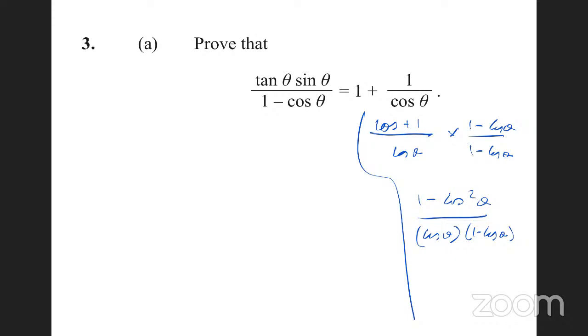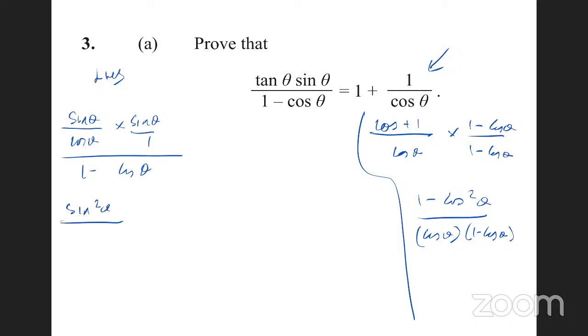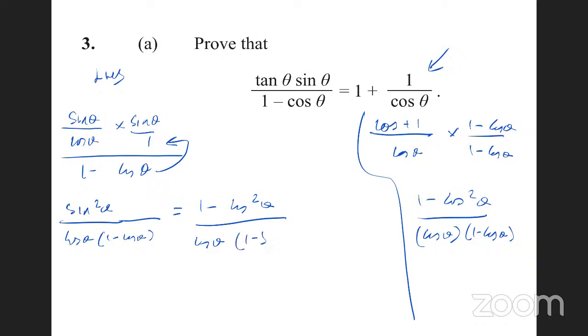All right, so left hand side. Tan theta, there is no tan here, so I'm getting it one time. That's sine theta on cos theta, multiplied by sine theta on 1, all over 1 minus cos theta. The numerator is now what? The numerator is now sine squared theta, and I'm bringing up this 1 minus cos theta. Look, we get the answer already. Sine squared is 1 minus cos squared, all over cos theta times 1 minus cos theta.